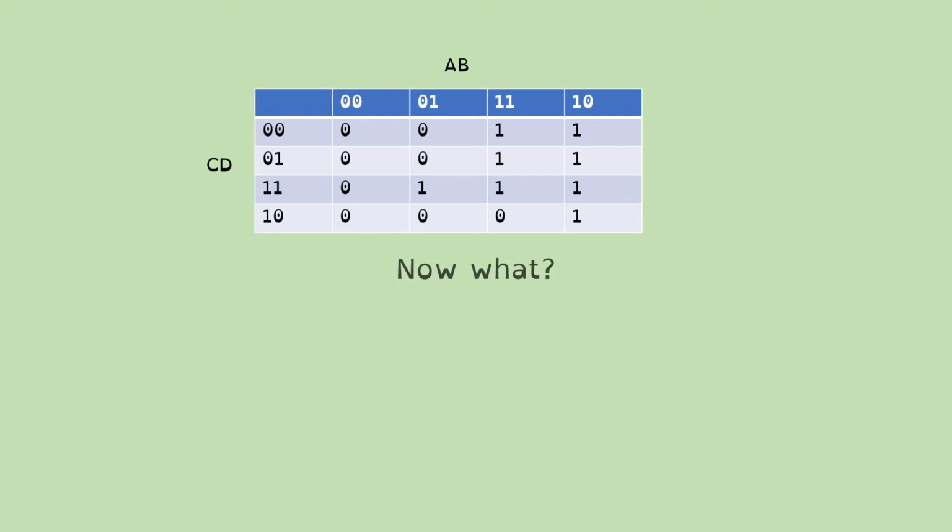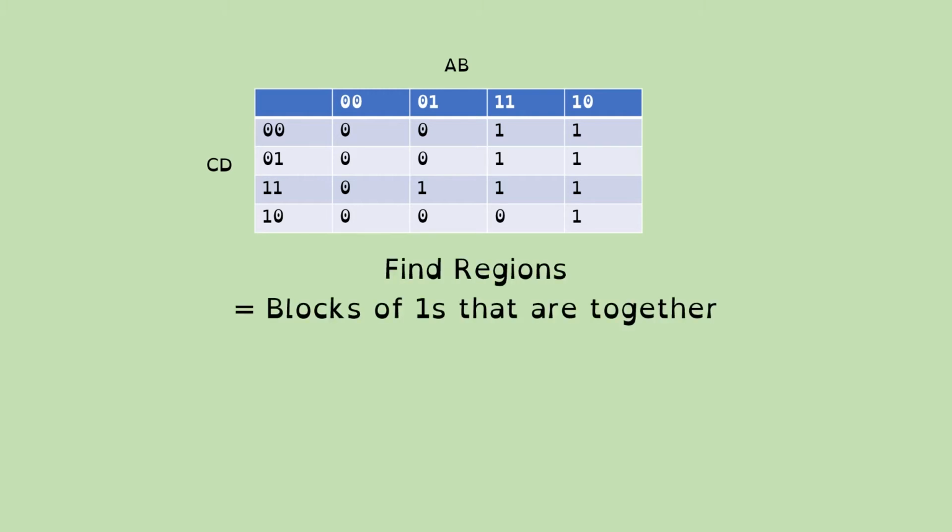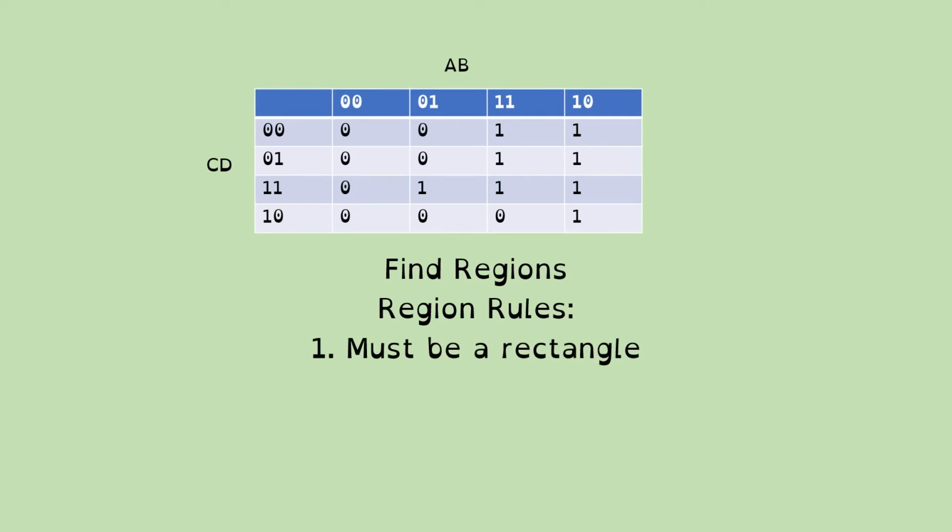And what are we going to do now? We're going to find regions. A region is a block of ones that are together. There are several rules that we need to apply when we're finding regions. In fact, there are 4 of them. The first one is the region must be a rectangle. It can't be an L shape or anything like that. We can only use rectangles for regions.